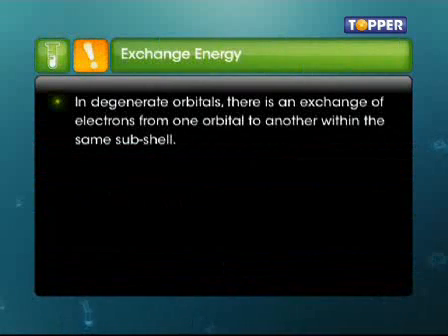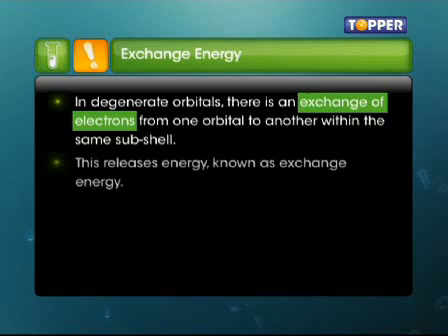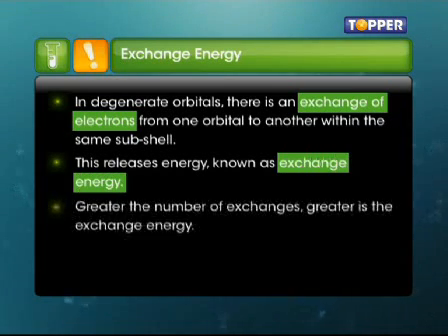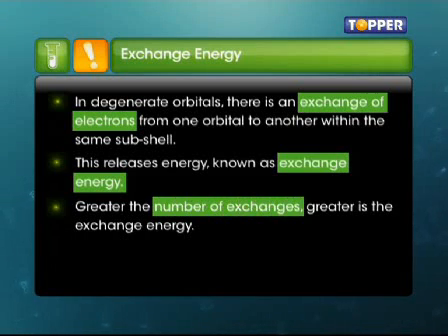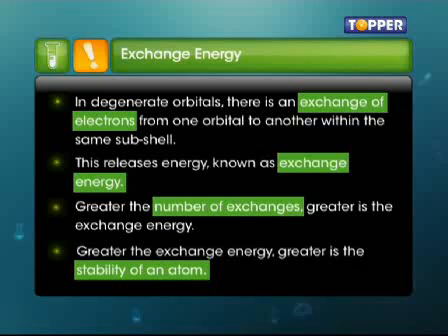Another reason why some atoms show unexpected stable configurations is because of exchange energy. In degenerate orbitals, that is orbitals with the same energy, electrons have the tendency to exchange their positions with each other, and this releases energy known as exchange energy. The greater the number of exchanges, the greater is the exchange energy, and greater is the stability of an atom because systems at lower energy are more stable.